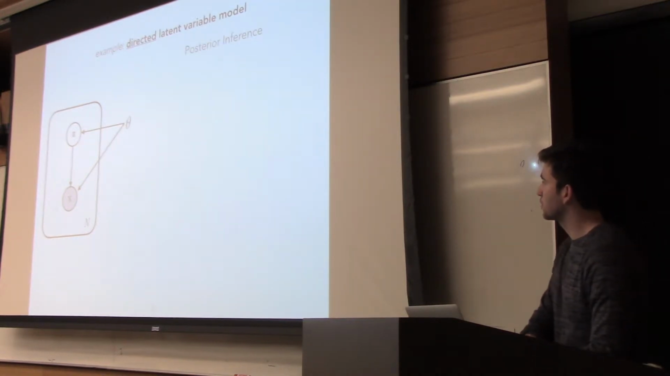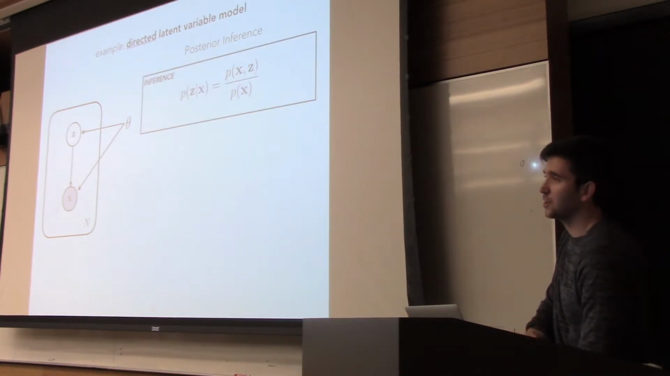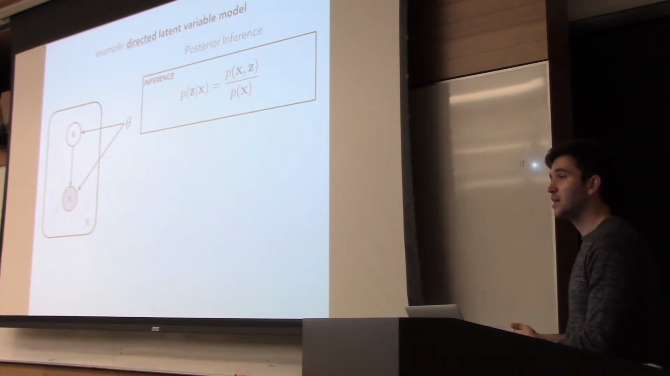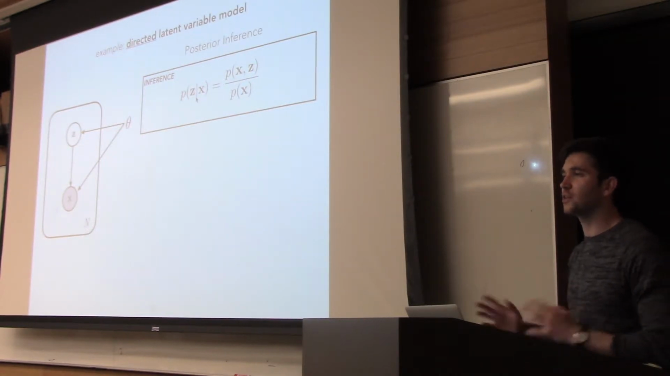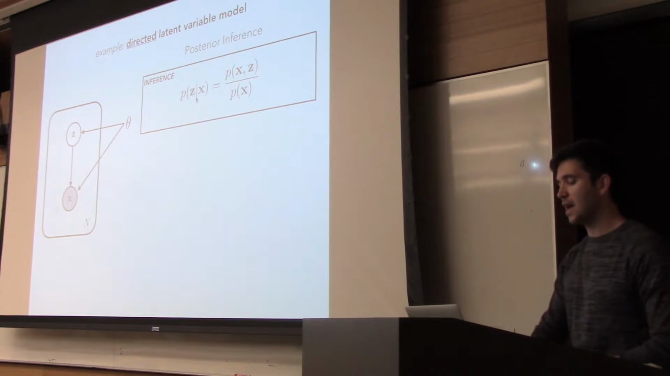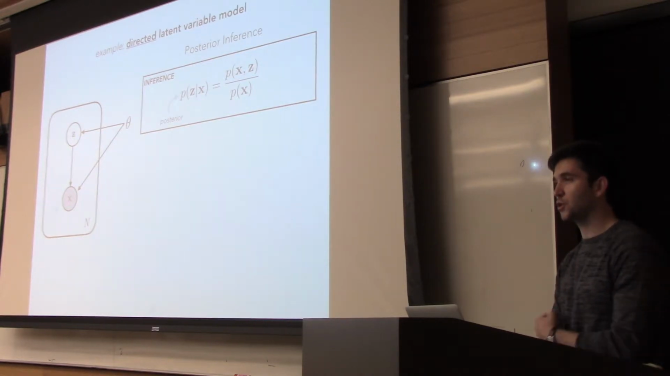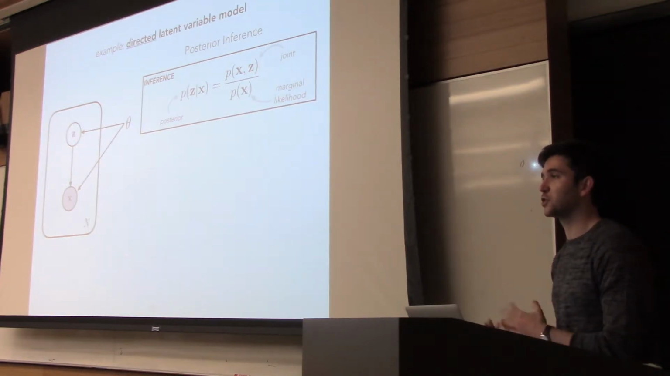Another thing you might want to do in these models is what's called posterior inference. The idea is that for a given data example, you would like to infer what is the distribution over z. So given that I have this data example, what are the latent variables that would go with this? This is just the definition of conditional probability again, where you have this joint distribution over x and z divided by the marginal of x. Here we call this the posterior probability. This is the joint probability, and this is the marginal likelihood.